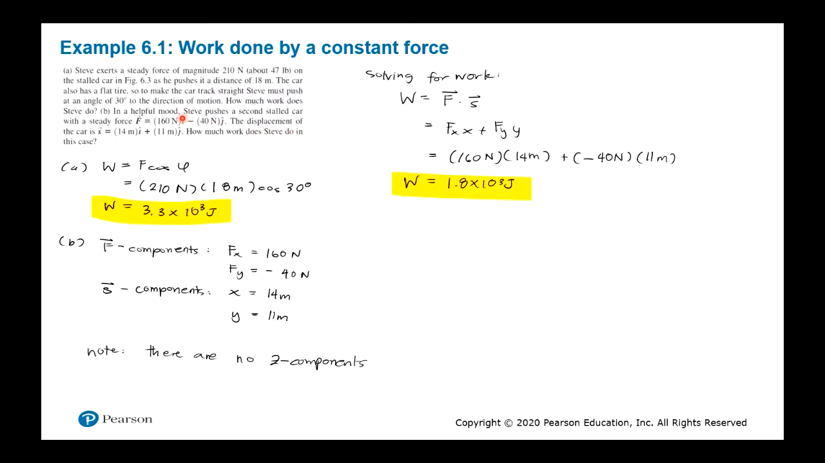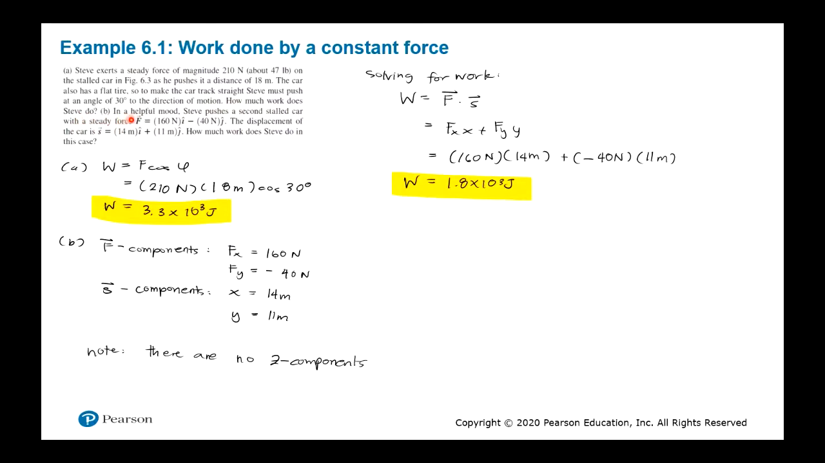Okay, so we have here our first example, the work done by a constant force. A: Steve exerts a steady force of magnitude 210 newtons, about 47 pounds, on the stalled car in the previous figure, as he pushes it a distance of 18 meters. The car also has a flat tire, so to make the car track straight, Steve must push at an angle of 30 degrees to the direction of motion. How much work does Steve do?